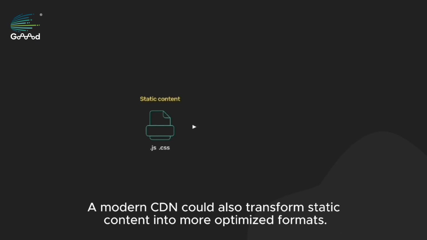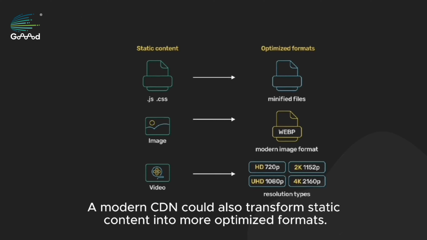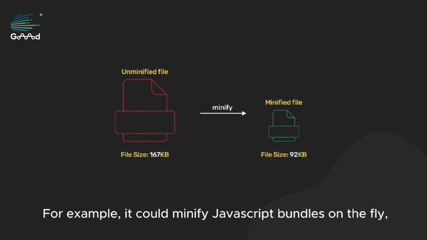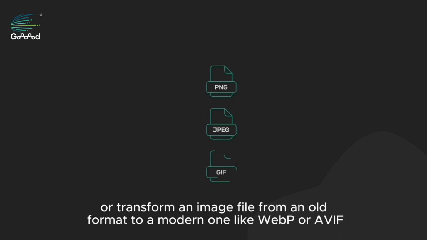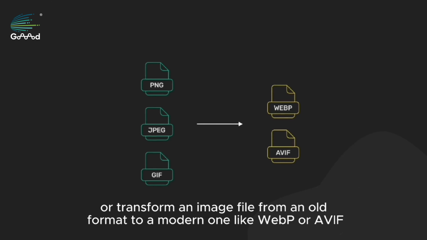A modern CDN could also transform static content into more optimized formats. For example, it could minify JavaScript bundles on the fly, or transform an image file from an old format to a modern one like WebP or AVIF.